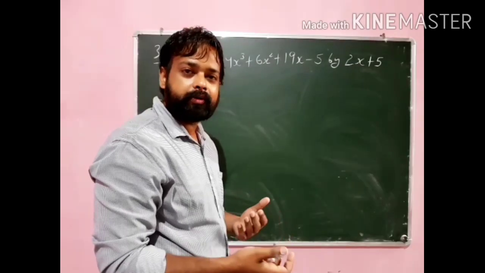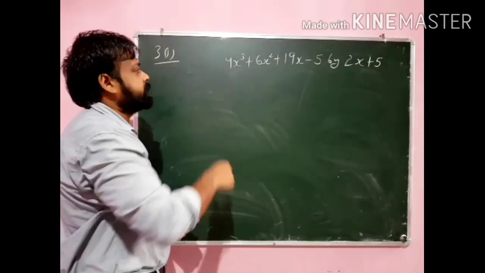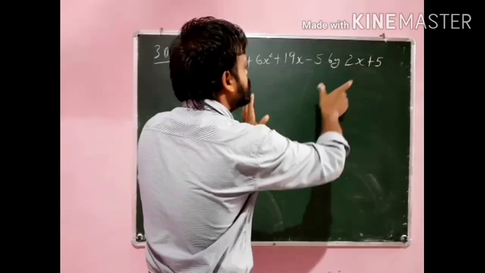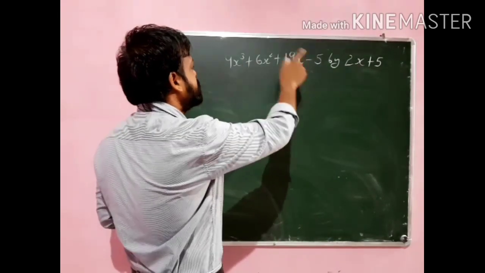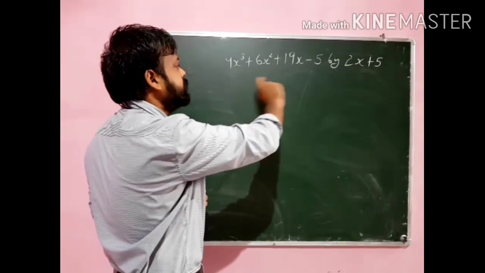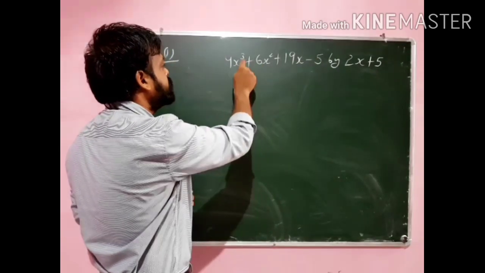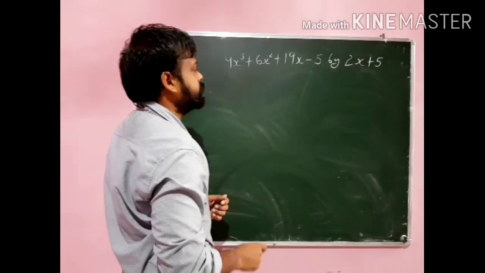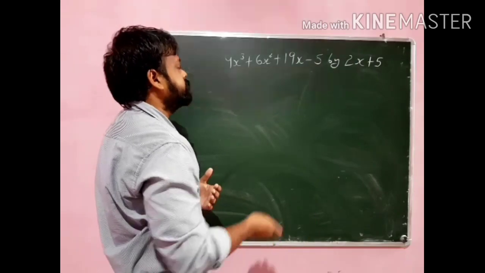Okay, now I am going to start the first part. As I already explained, when we are dividing a polynomial by a binomial, the powers of the variable should be in descending order. Now you can see it is already in a proper manner: the powers are 3, 2, 1 and 0. So now we can start this sum.